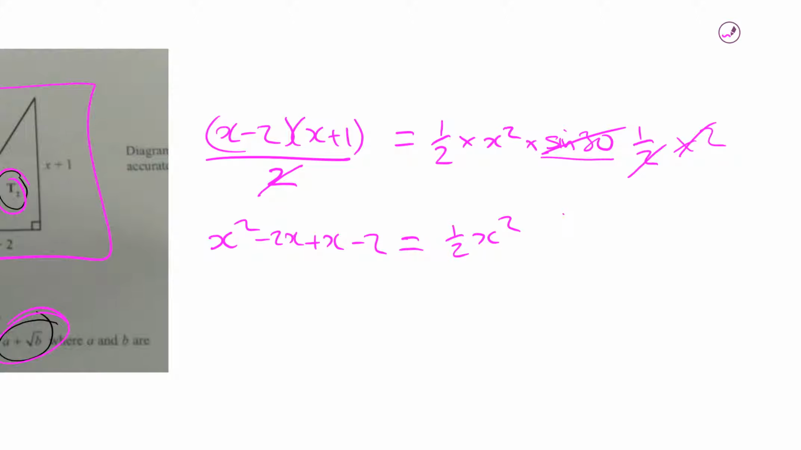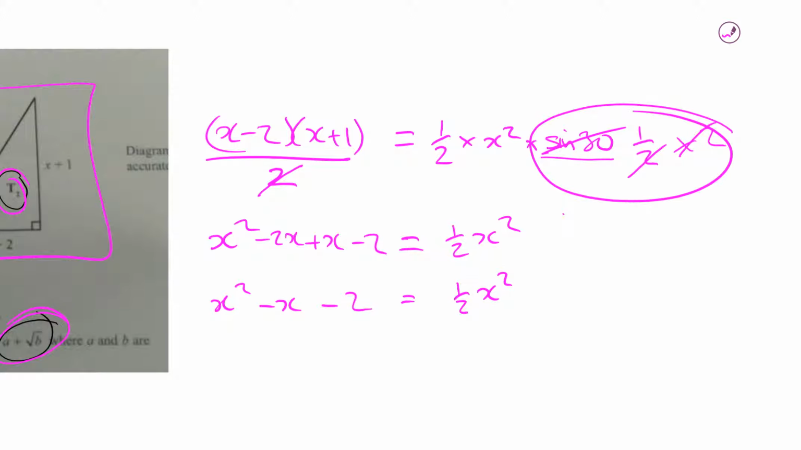Okay, and I'm going to do the obvious kind of stuff. Minus 2x plus x is minus x, but minus 2. What happened to everything else? Oh, what do you mean? What other stuff? You mean the half x squared? Yeah, that's all gone, remember? We crossed it all out. The sine 30. Why did you cross the half out?